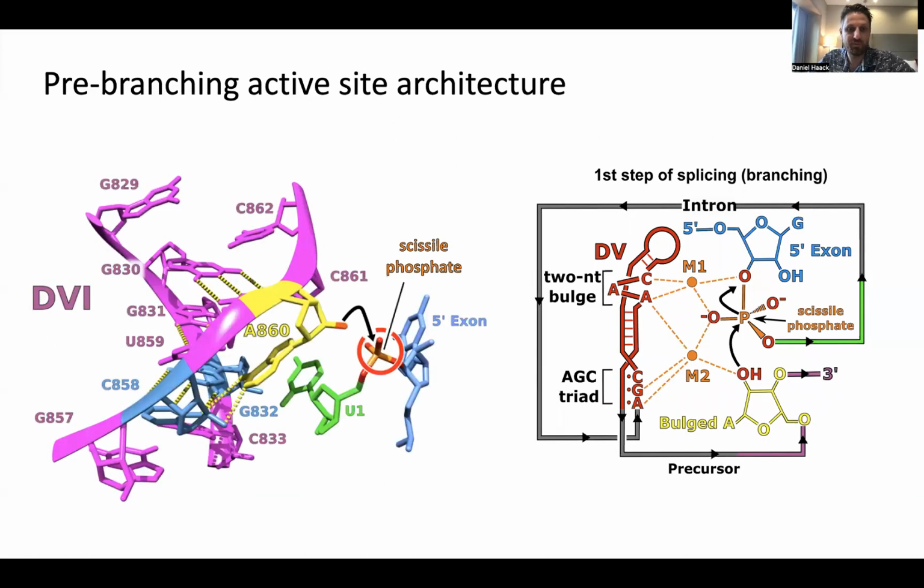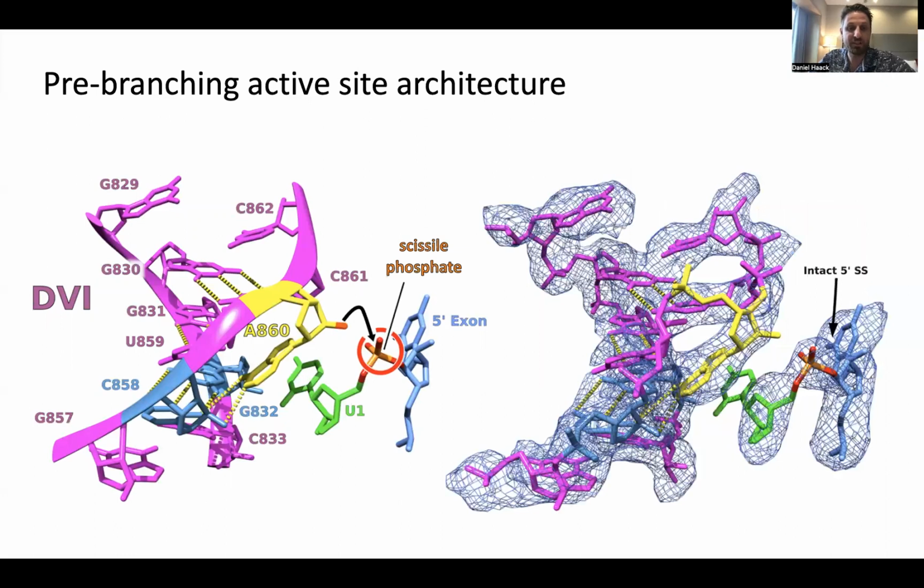Once the model was built, it became clear that the 2' hydroxyl of the adenosine nucleophile was positioned only 3 angstroms away from the 5' splice site in the correct geometry for inline attack of the cis-al phosphate. And there was also clear density for an intact 5' splice site, meaning the RNA had not yet undergone branching.